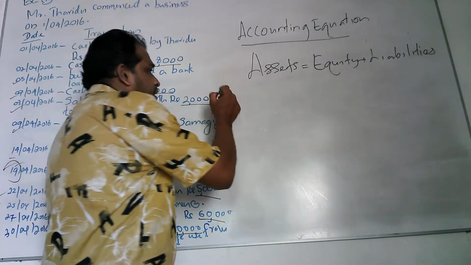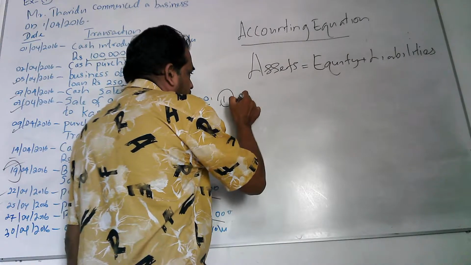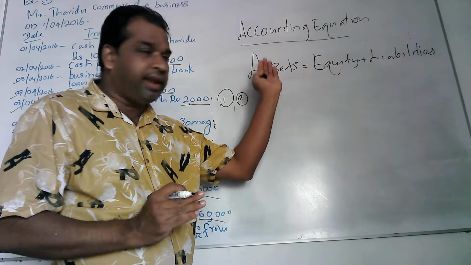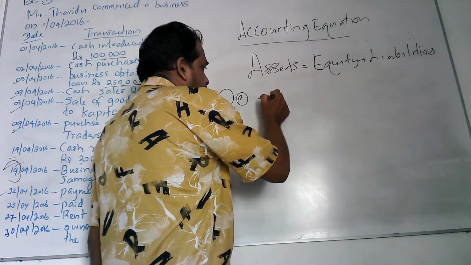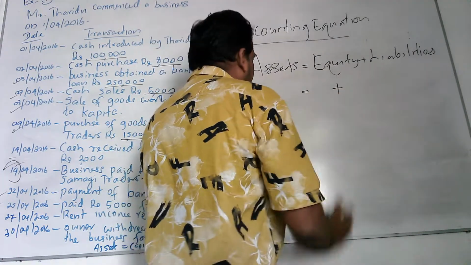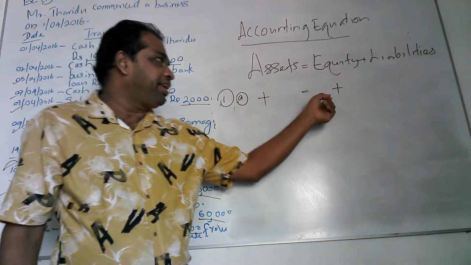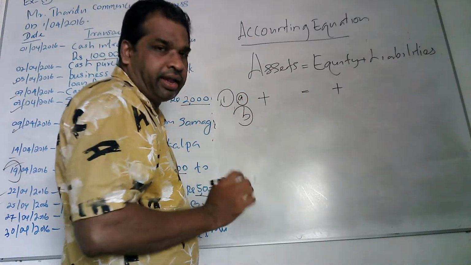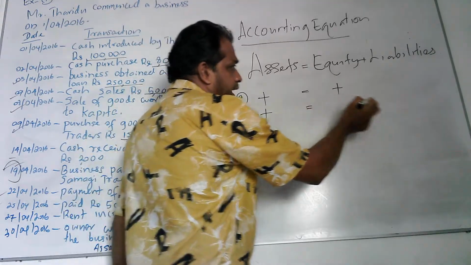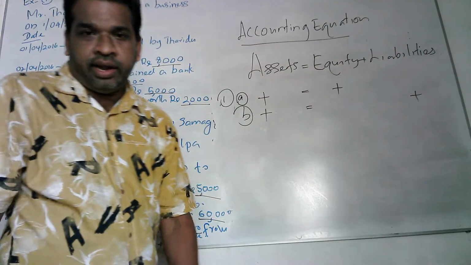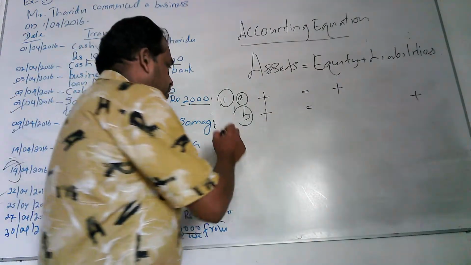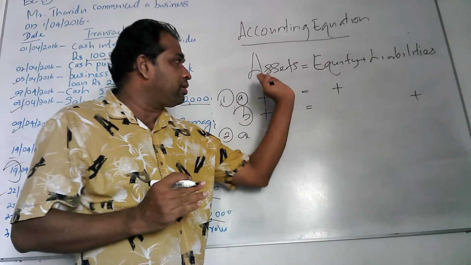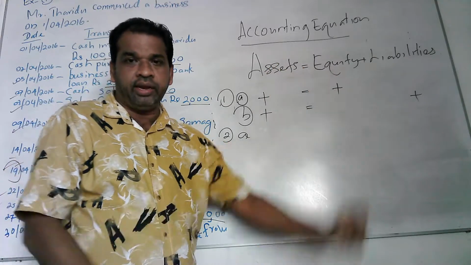Right. Number one, part A: there can be an increase on both sides, under assets and equity. I will use a plus mark under assets, and under equity increase. Then part B: you can have an increase under assets, and equal to that an increase under liabilities, that is external liabilities. Second change, part A: there can be a decrease on both sides, asset side and equity side.